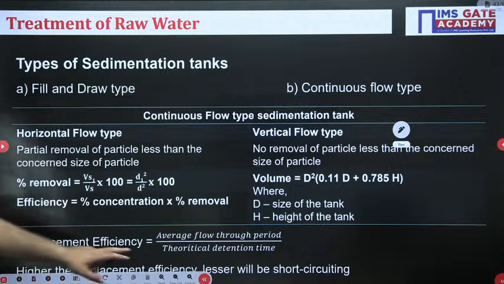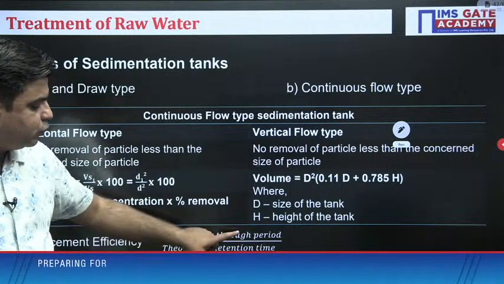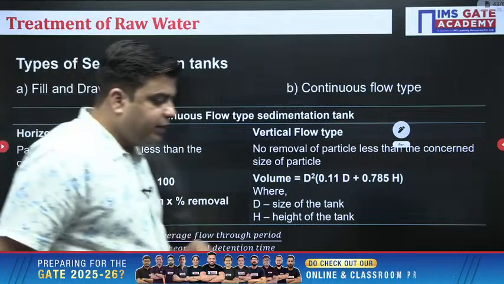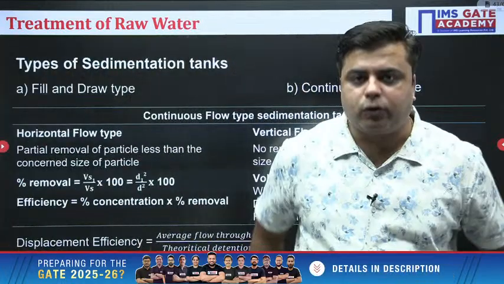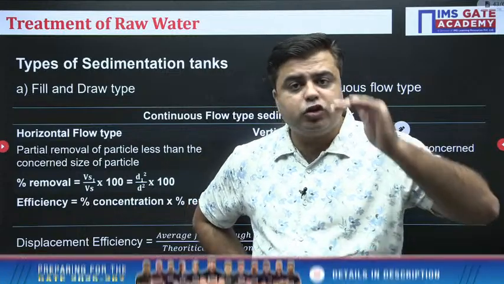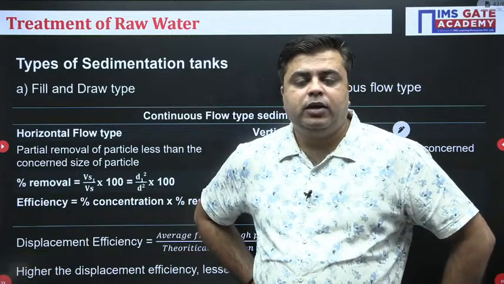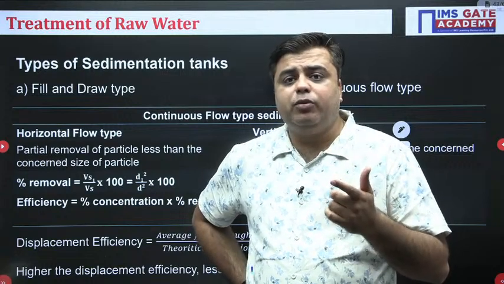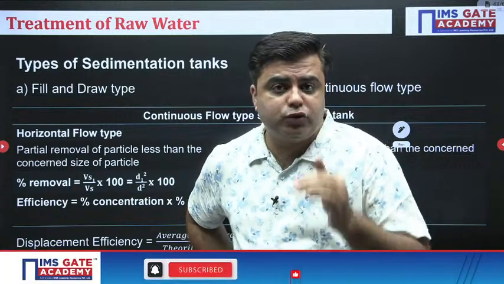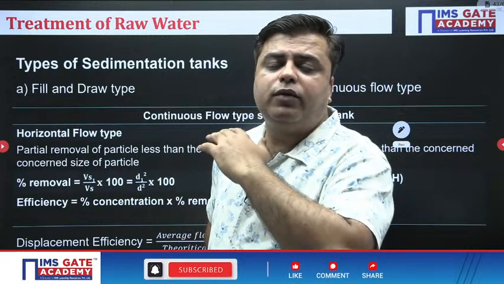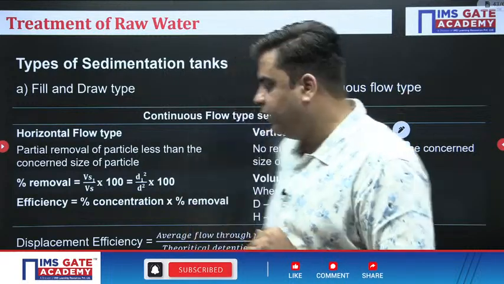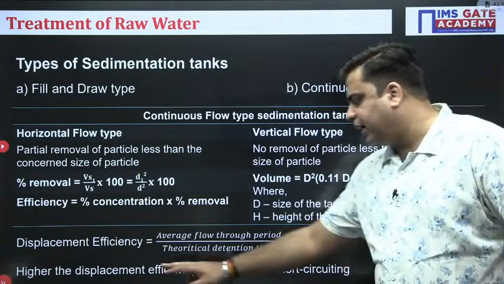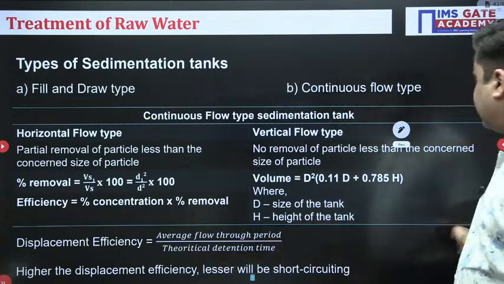Then you have displacement efficiency, which is the average flow through period divided by the theoretical detention time. If your displacement efficiency is more, then your short circuiting will be less. But if your displacement efficiency is less, your short circuiting will be more, meaning the particles which were supposed to settle will move out of the tank without settling. So this is what we mean by displacement efficiency: the higher the displacement efficiency, the lesser the short circuiting.